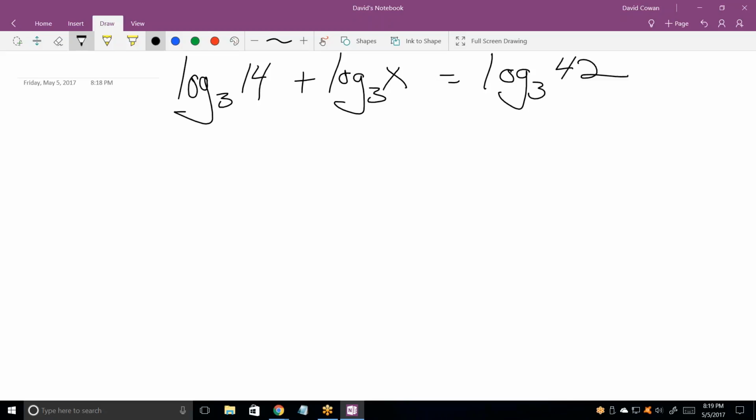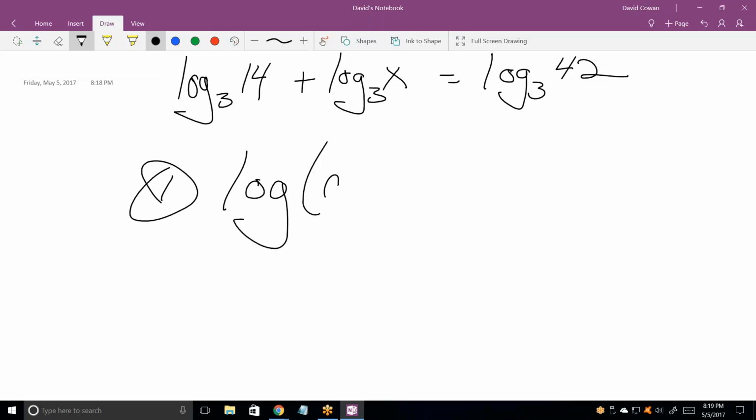All right, there's 3 very important rules of logs. The log of a times b is equal to what?